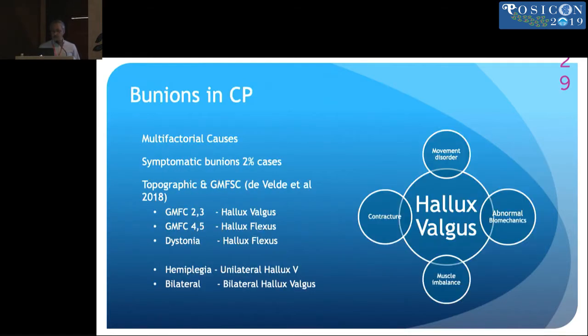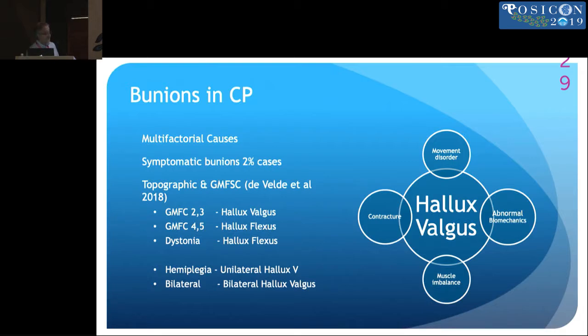And feet with poor control or dystonia, as you see in this, only fusion would be recommended, not an osteotomy. Now, bunions. Bunions in CP are of 2 varieties. You get a hallux valgus or you get a hallux flexus, right? Multifactorial causes. It's a movement disorder, a contracture, abnormal biomechanics, and muscle imbalance which cause the hallux valgus in cerebral palsy.